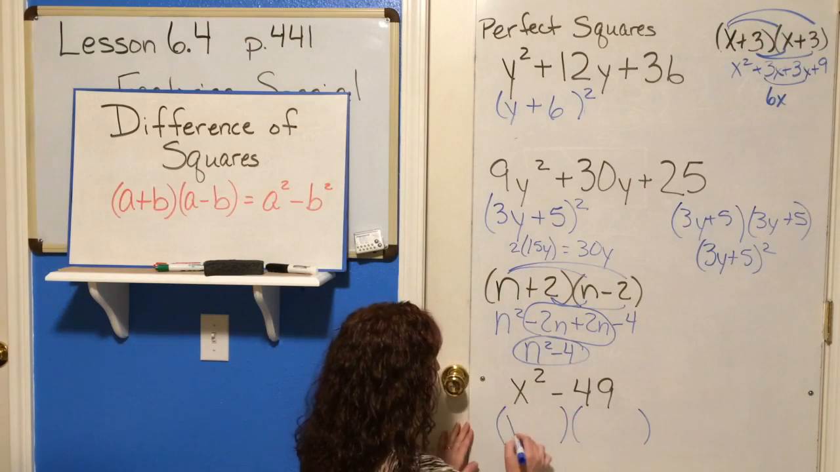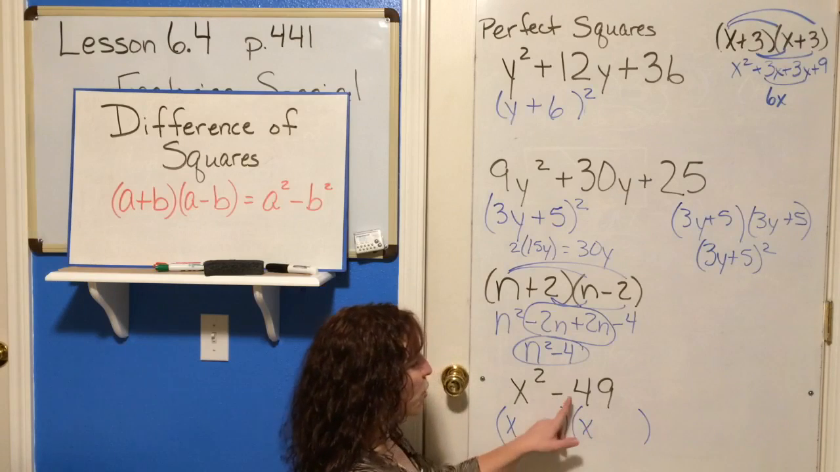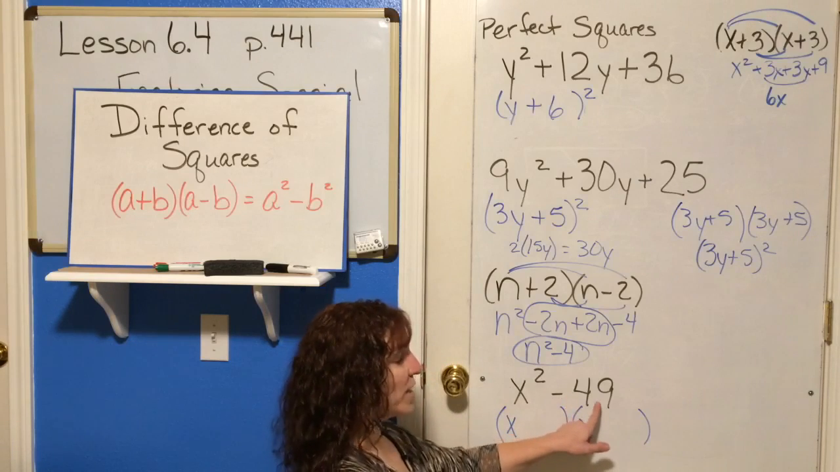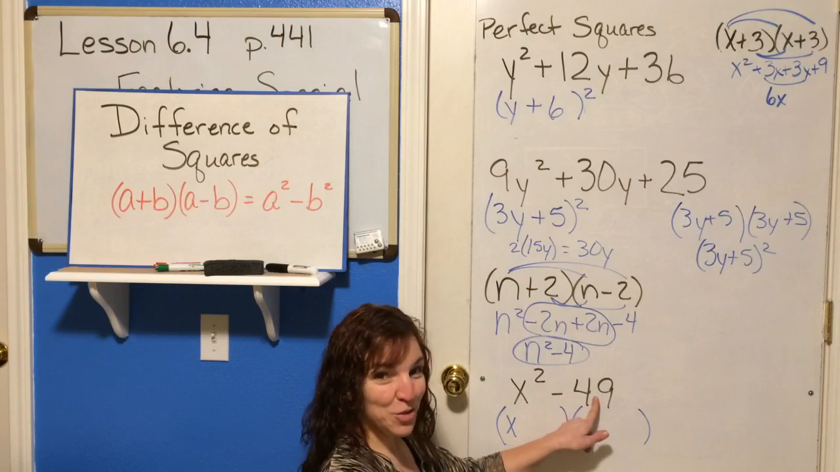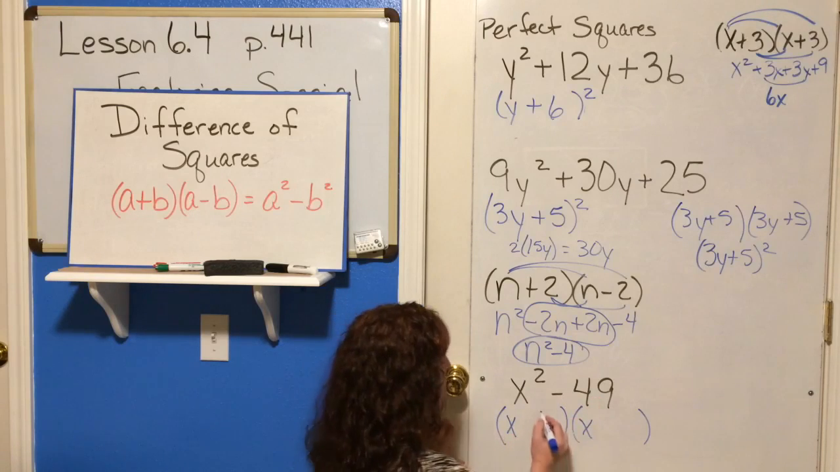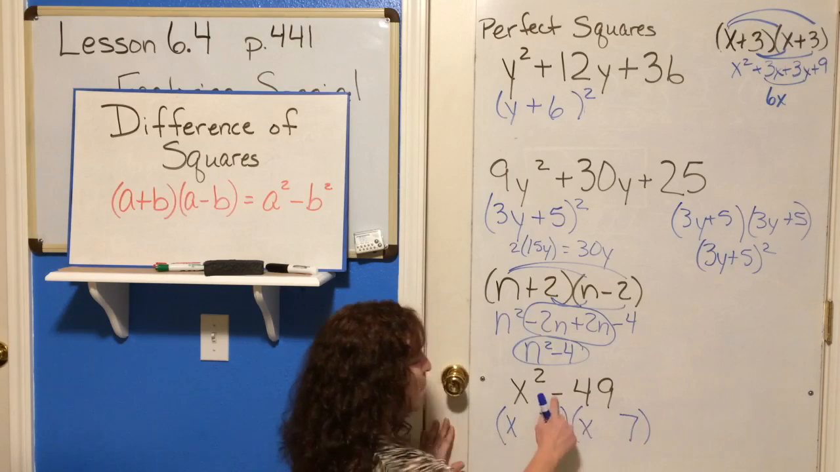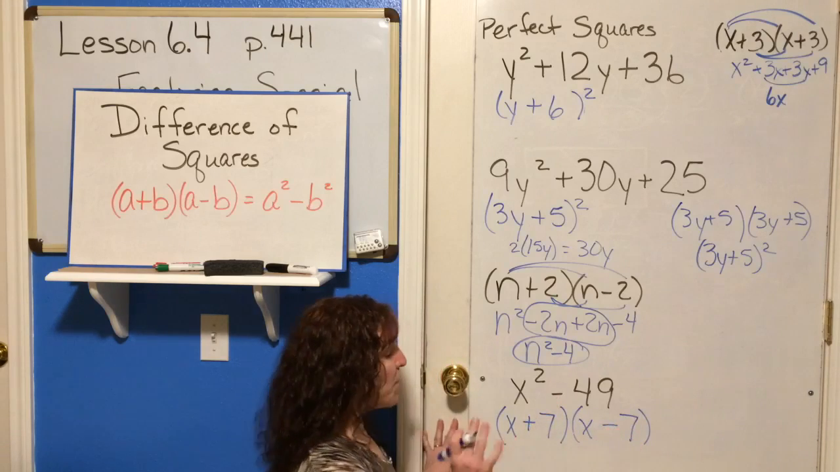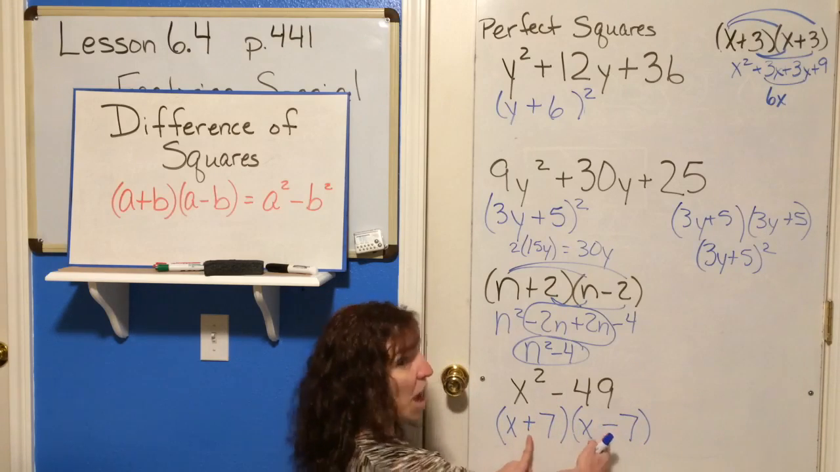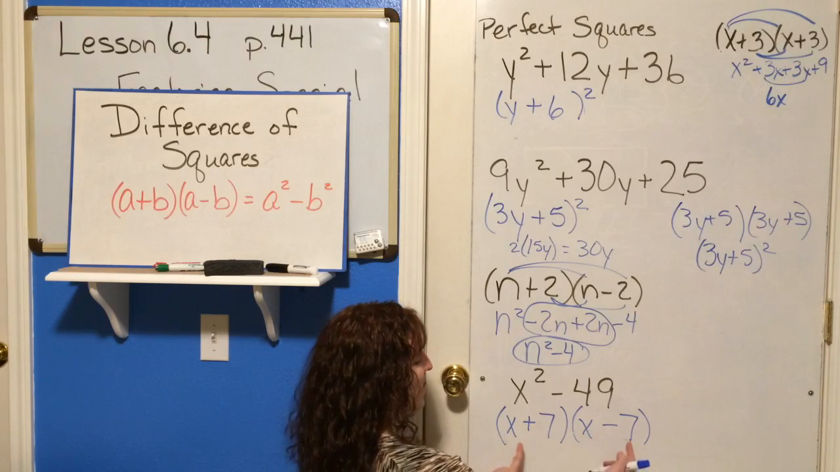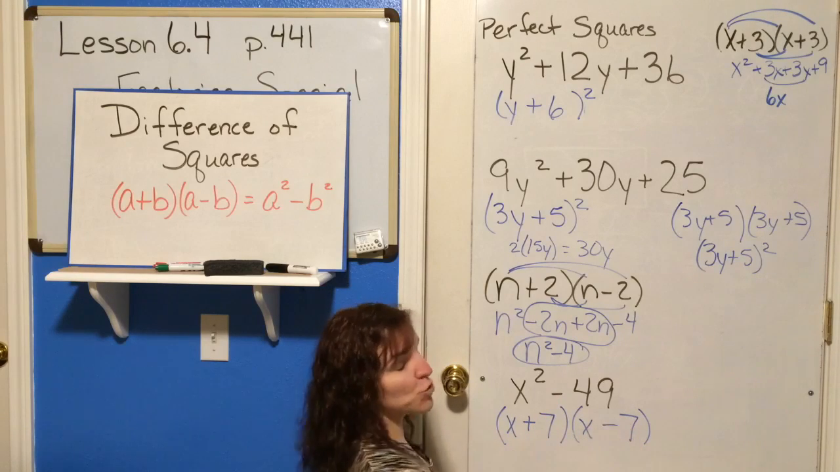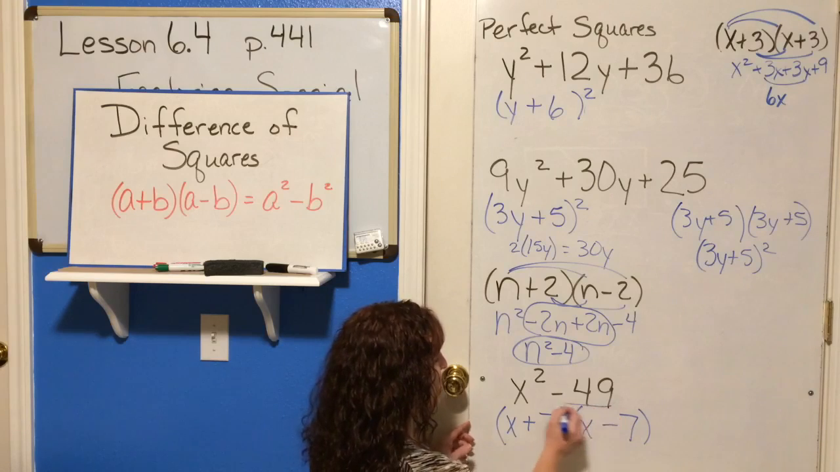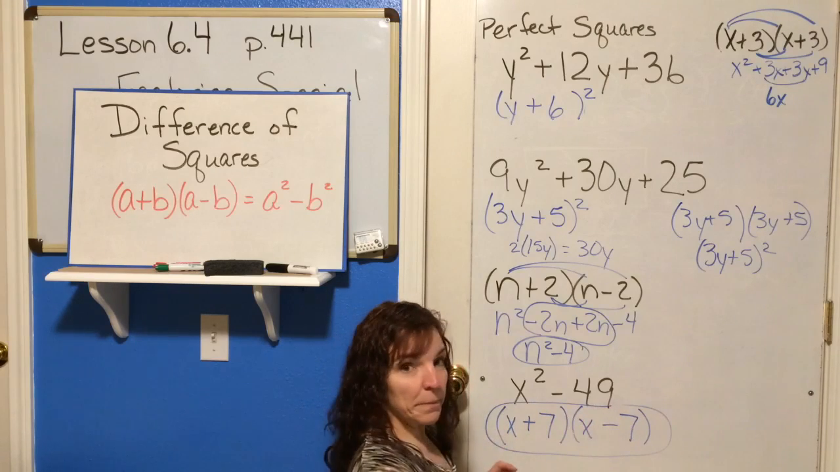So x squared is x and x. In order to get a negative 49, 49 is a perfect square. It's 7 times 7. To make that negative, one has to be positive and one has to be negative. Because they're exactly the same but opposite, that negative 7x and positive 7x is going to drop out in the middle. So this is your factored form.